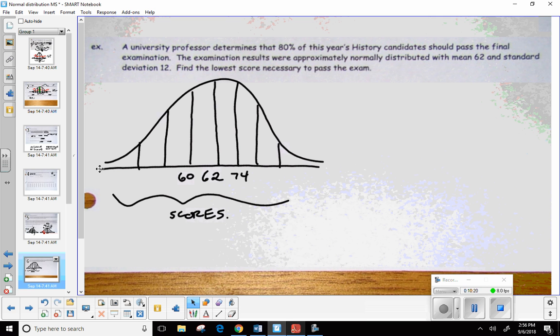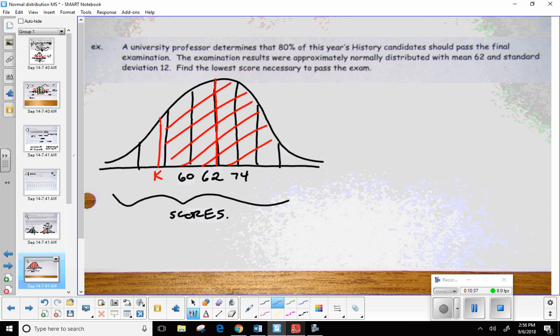If we're told that 80% of the students should pass, well, then we know right here, smack in the middle, that's 50%. So we've got to go to the left. I'm just going to go ahead and guesstimate right here. Let's say the value of K we're looking for is right here, because if K represents the score that's passing, then anyone who scored after that would represent the 80% that we're talking about. If I were to put it in the notation, I would say the probability of X greater than K is equal to 0.8, the 80%.